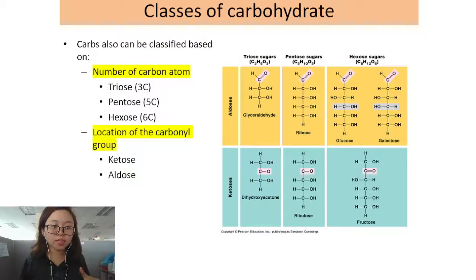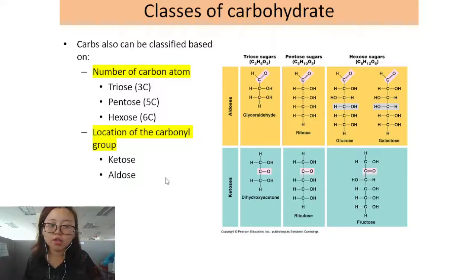We can also classify carbs in other ways. So you don't just look at if it is satu biji or dua biji or banyak biji, okay? You can also look at it as how many carbon atoms it has. So if the molecule has 3 carbon atoms, we can call it a triose. If it has 5 carbon atoms, we can call it a pentose. And if it has 6 carbon atoms, we can call it a hexose. So here we have examples of triose sugars, pentose sugars, and hexose sugars. You can count the number of carbons there.